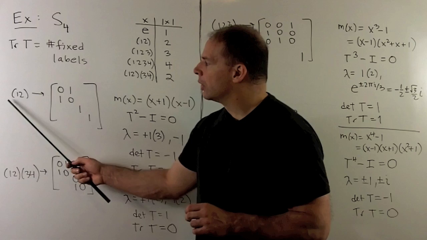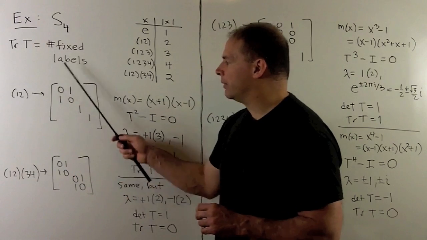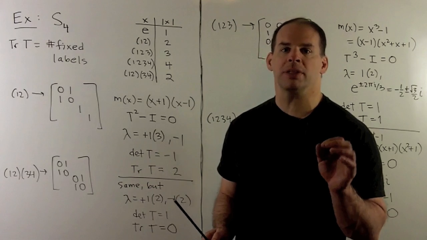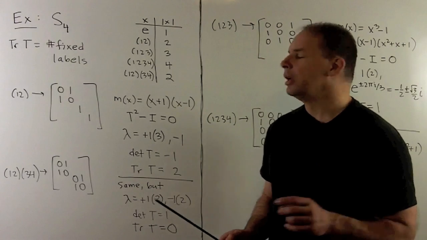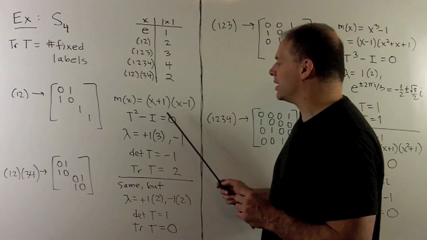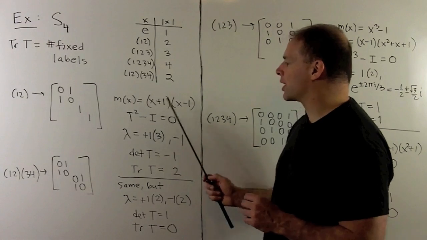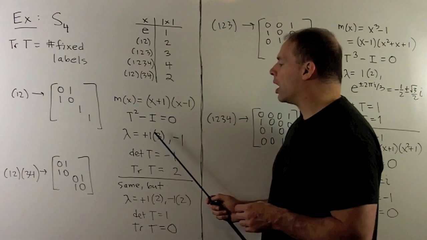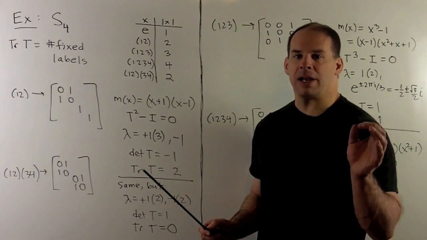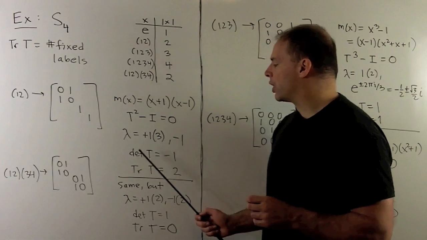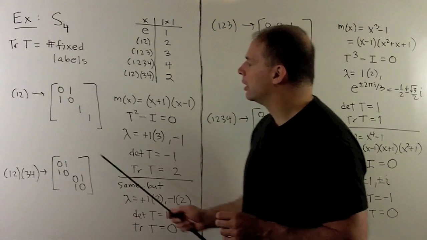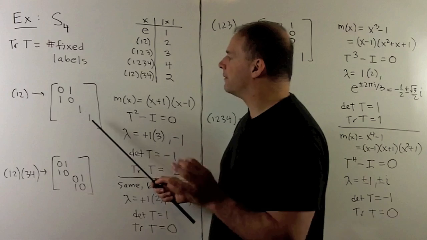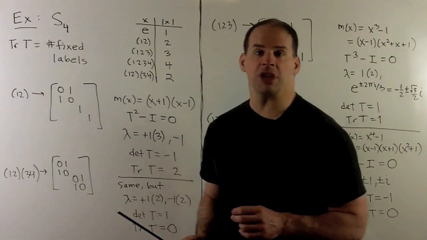Now, if I consider the 2 cycle 1, 2, we have the following matrix. The characteristic polynomial is x minus 1 cubed times x plus 1. We check and we see that t squared minus the identity is 0. So the minimal polynomial is x plus 1 times x minus 1. We have eigenvalues 1 with multiplicity 3 and minus 1. Determinant is equal to minus 1, so this is an odd permutation. The trace is equal to 2, and the fixed labels are going to be 3 and 4. So that checks out.